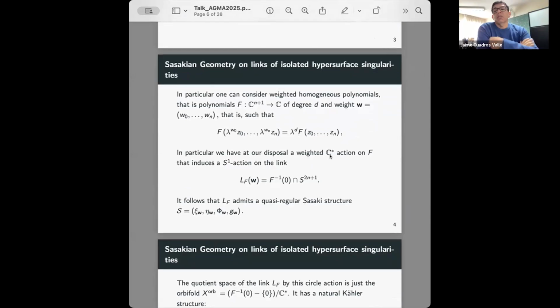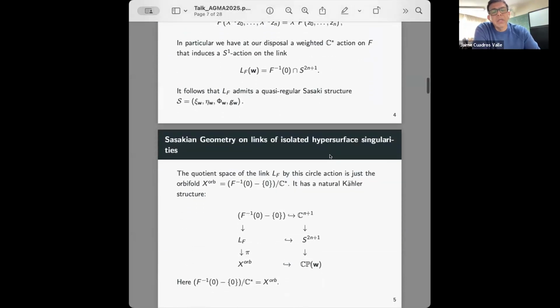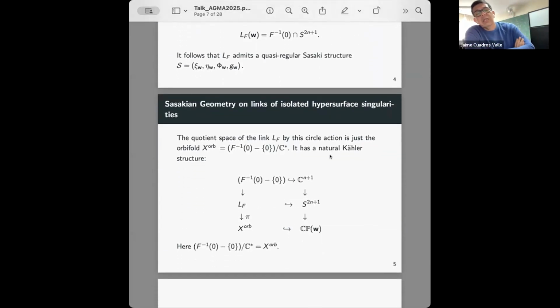And then we will actually take these functions or polynomials to describe some link. It's natural that the link is going to admit an S1 action, and that S1 action will determine this red vector field, and that will give you all the tensors that you need to say that the link admits a Sasaki structure. Actually, it's going to be quasi-regular. So what you obtain in general is some sort of diagram like this.